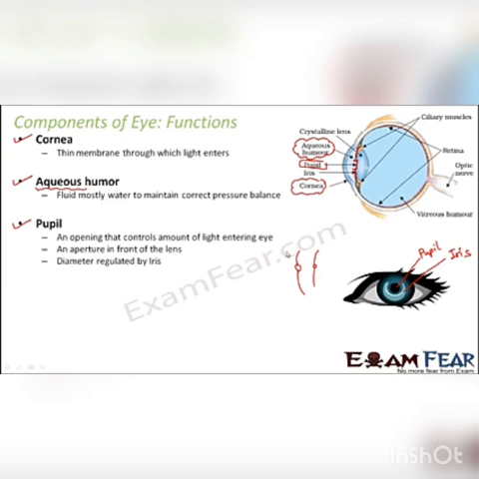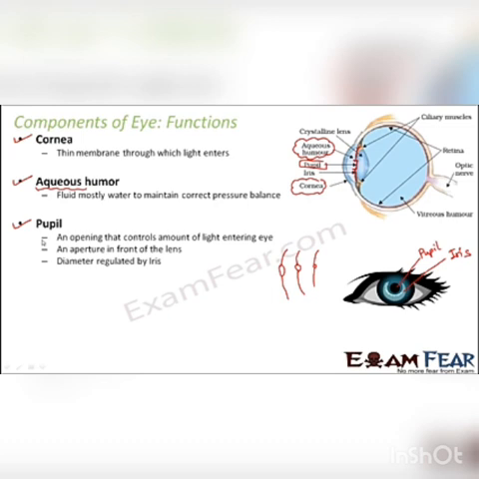But when there is dim light, we want more and more light to enter. So the iris will move apart and the size of the pupil will increase. So basically the size of the pupil is decided by the iris, and the size of the pupil decides how much light will enter the eye. This is very important, because if too much light suddenly enters the eye, that might damage the retina. Similarly, if too little light enters the eye all the time, that will also affect the image formation process.